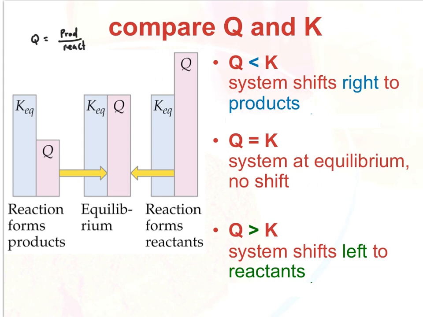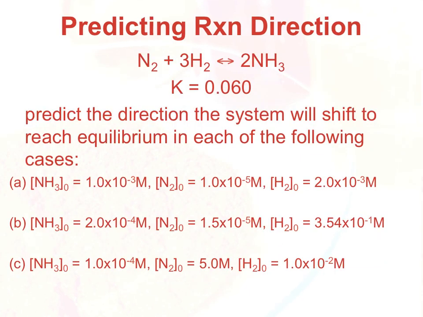Now, if your Q and K are equal, you're at equilibrium, so no shift needs to happen. Conversely to our first example, when Q is greater than K, that means the quantity of your products in the initial situation is larger than that of the reactants. So in order for equilibrium to be reached, products need to be converted back into reactants. Your reaction is going to shift to the left, decreasing the products and increasing the reactants. So let's do a couple of practice problems using our Q and K values.